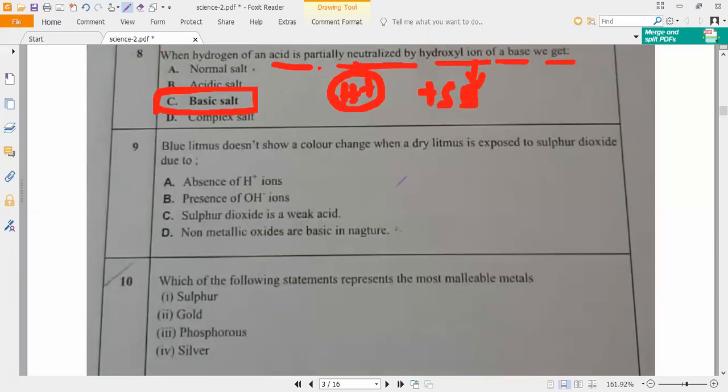Next, blue litmus does not show a color change when a dry litmus is exposed to sulfur dioxide, due to what? Absence of H plus ions. Blue litmus does not show a color change when a dry litmus is exposed to sulfur dioxide due to what? Listen very carefully.